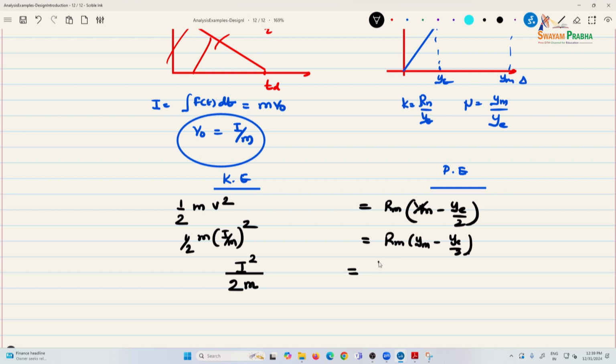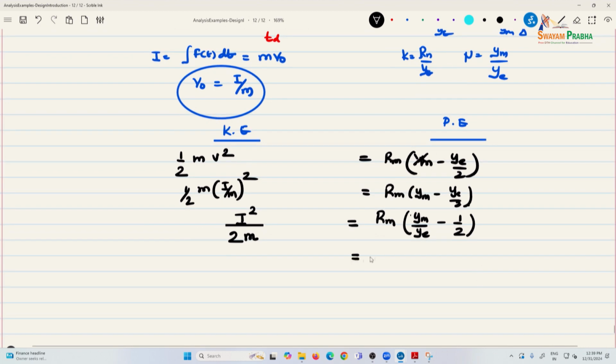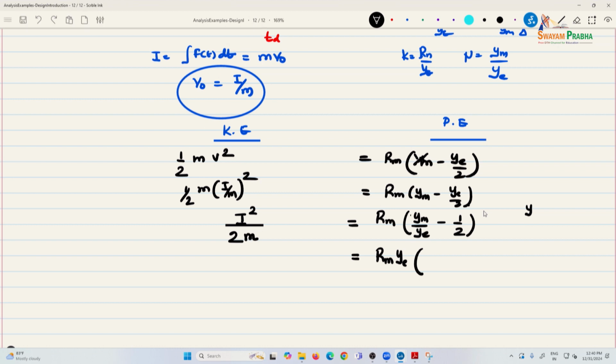So now here we'll do a couple of manipulations. We will say this is, let us say, ym by ye minus 1 over 2, just like what we did. Then I will take ye out. Wait, let me make sure what I am doing. No, I have to take ye out. So that's how I will get 1 over 2. If I take ye out, I get Rm ye. So now Rm multiplied by ye is K. You have here Rm divided by K.